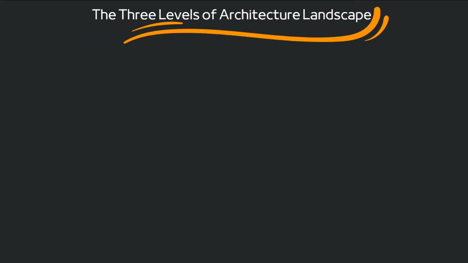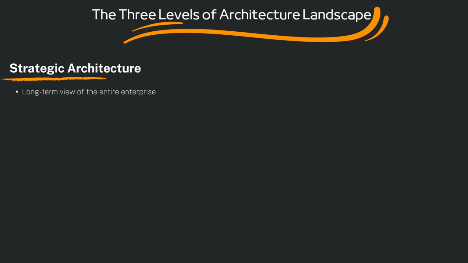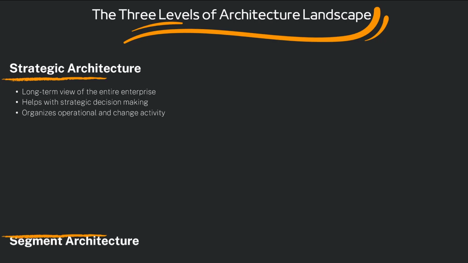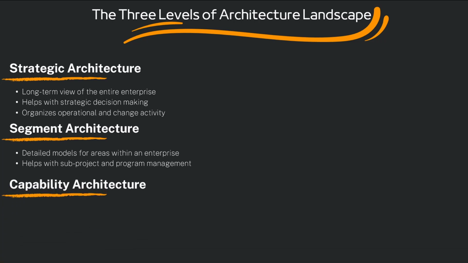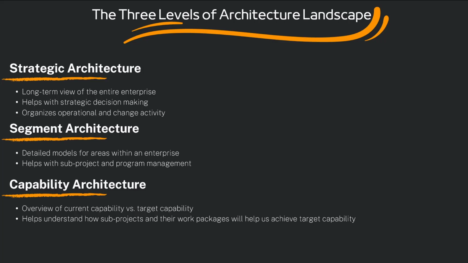The three levels of architecture landscape include strategic architecture, segment architecture, and capability architecture. Strategic architecture is all about the long-term view of the entire enterprise and where it's going to go. This helps with very strategic decision making. It organizes operational and change activity for us. Segment architecture has more detailed models for areas within an enterprise and helps with sub-project and program management. Capability architecture is an overview of current capability versus where we want to go with our target capability. It helps understand how sub-projects and the work packages inside them will help us achieve the target capability.